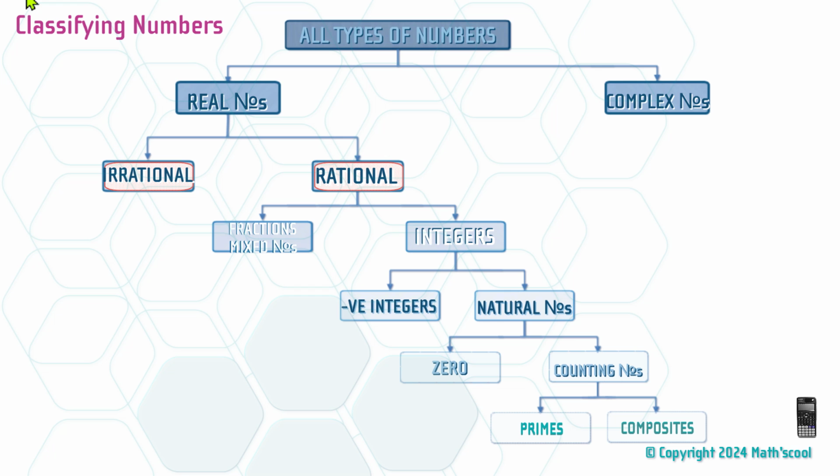So this is the number tree that we saw last year. And last year we were focusing on primes and composites. So we will review that a little bit. But really we're more interested today in looking at real numbers and how they can be divided into irrational numbers and rational numbers. We want to understand a little bit more about that because it forms quite a big part of the GCSE content. So I'm going to show you this same diagram but in a different way.